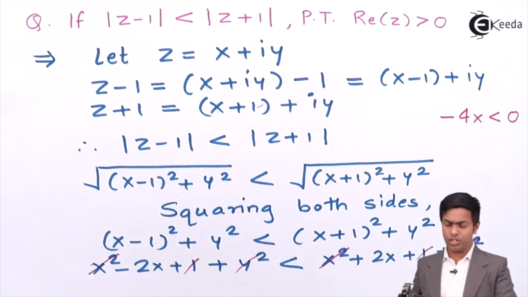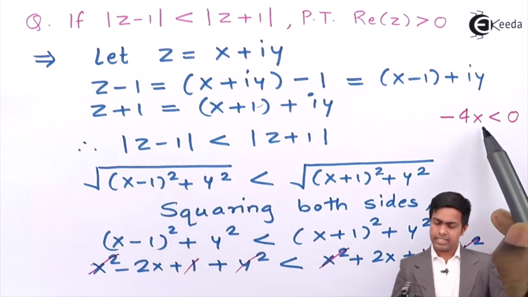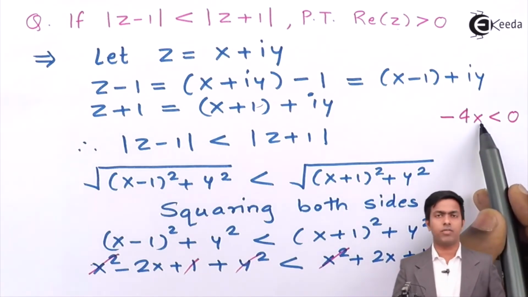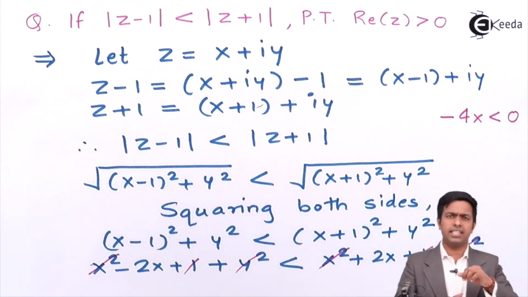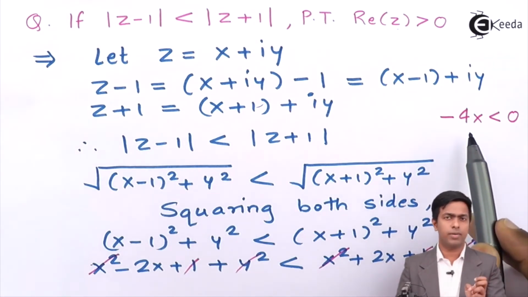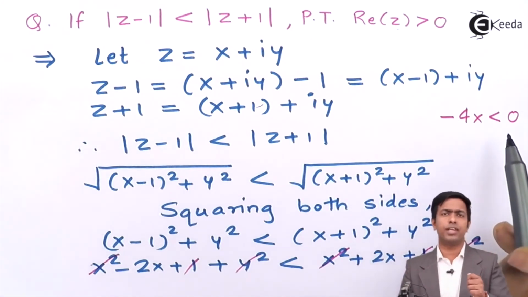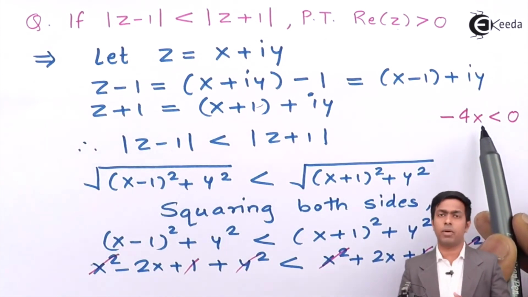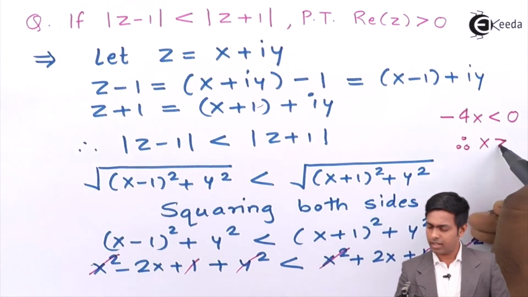Now let me ask you a question. If minus 4x is less than 0, then x has to be positive, because a positive number multiplied by a negative number results in a negative number, and only then can we say it is less than 0. If x were less than 0, or negative, then it would be negative into negative, which is a positive number, and the condition would be false. So if we want this condition to be true, x has to be greater than 0. Then only the multiplication with minus 4 will be less than 0. So I conclude that x is greater than 0.